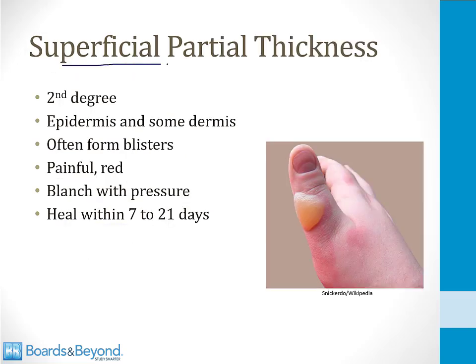A superficial partial thickness burn used to be called a second degree burn. This type of burn injury involves the epidermis and some of the dermis. And this type of burn injury often forms blisters. You can see on the slide here there's a blister right here.